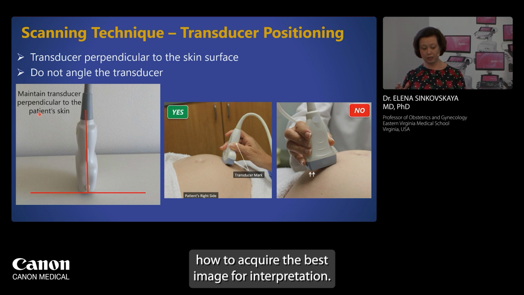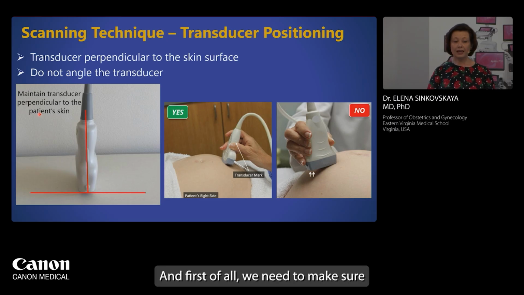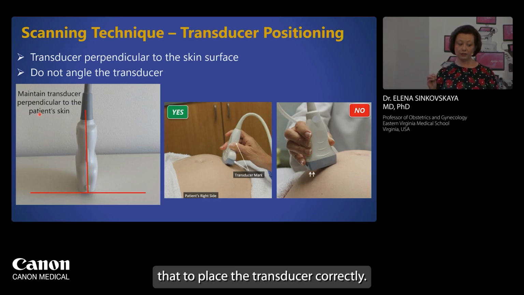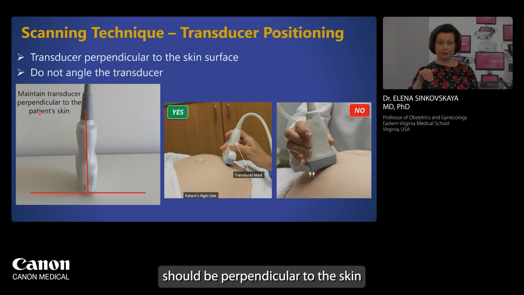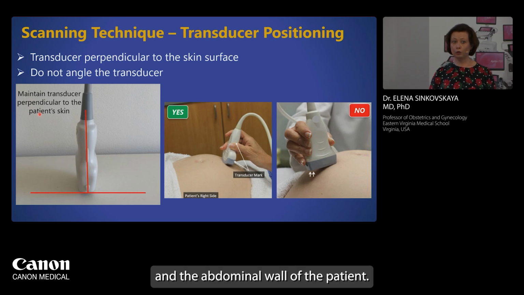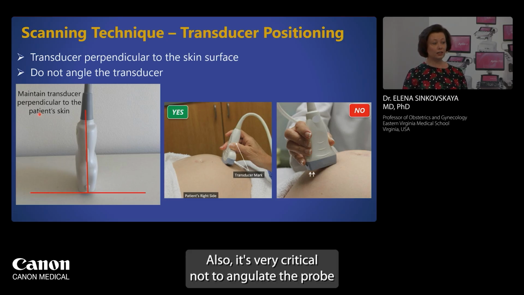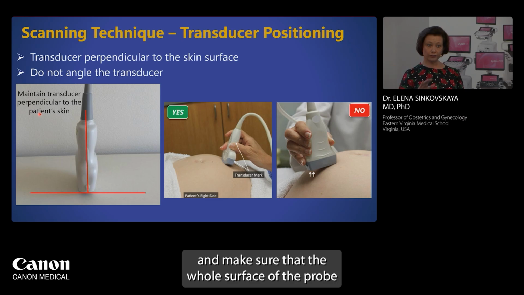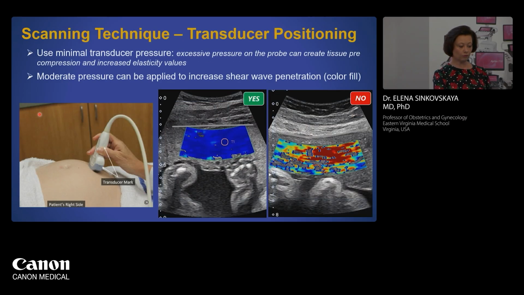Now we are going to start from the scanning technique. First of all, we need to make sure that we place the transducer correctly, so that the position of the transducer is perpendicular to the skin and the abdominal wall of the patient. At the same time, the patient should be in the supine position. It is also very critical not to angulate the probe and to make sure that the whole surface of the probe has contact with the skin of the patient.